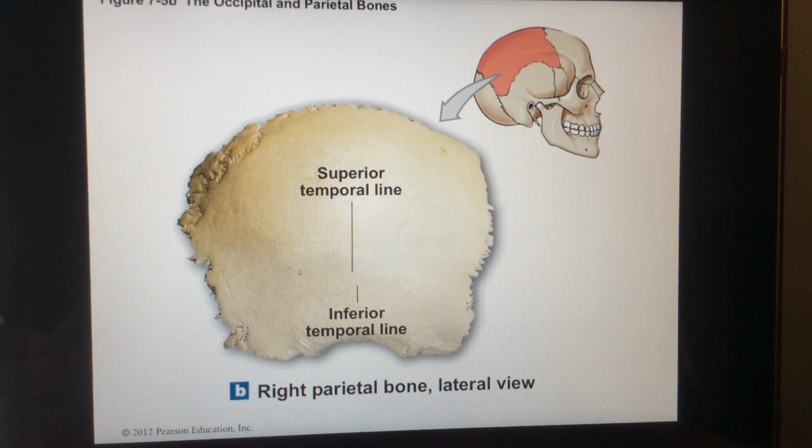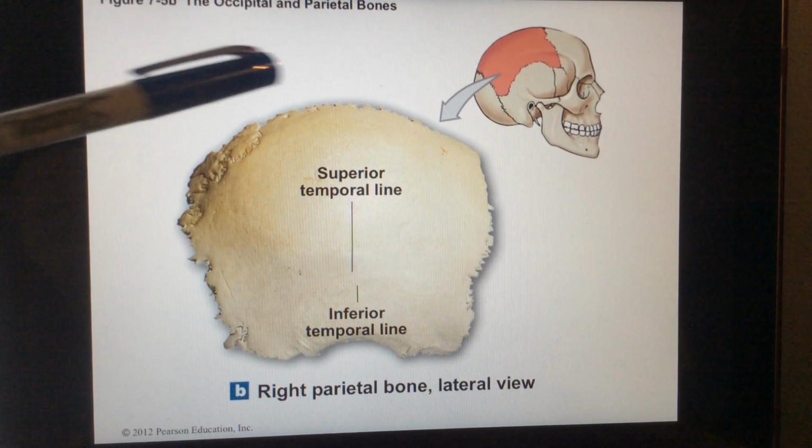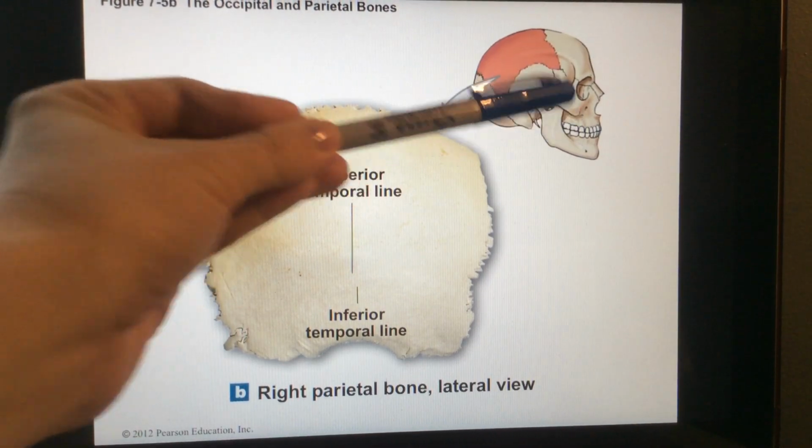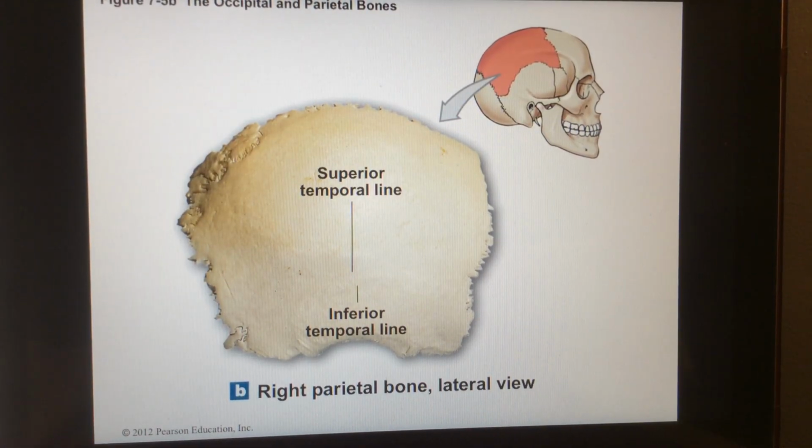Not much to it. Basically, the superior and inferior temporal line. And these are ridges that mark the attachment of a muscle called the temporalis. And basically that temporalis muscle will connect from here onto the mandible, and it'll help close the mouth. And there are grooves for cranial nerves on the inner surface.